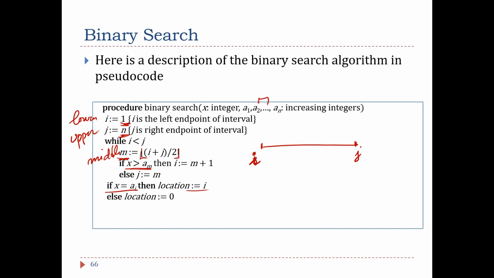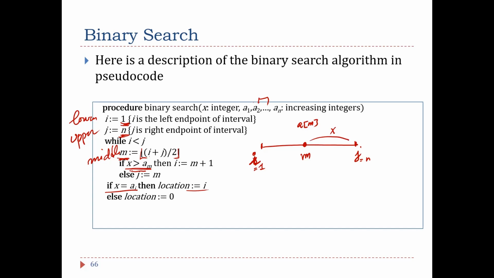So at the beginning, they could be pointing towards 1 and towards n, but later on they would change. Okay, so m is here in the middle, and we compare with am. If x happens to be strictly greater than am, so if it's equal to am, we return m right away. If strictly greater than am, it means that it is in this portion of the array.